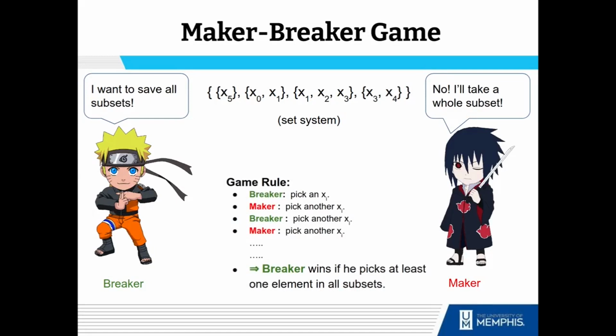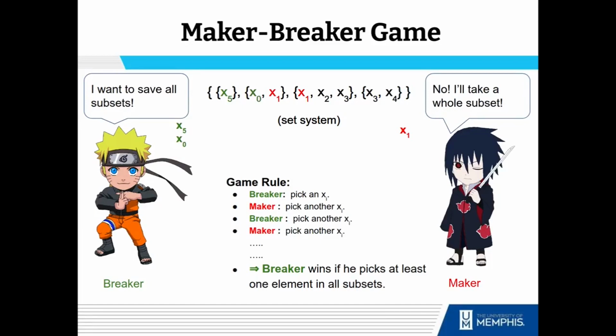The game rule is: breaker picks any xi, then maker picks an xi, then breaker picks an xi, and so on. In the end, breaker wins if he picks at least one element in all subsets. All right. So, let us simulate the game on this set system and see what happens. Suppose at the beginning it is breaker's turn. Suppose breaker plays x5. So, the first set is saved by breaker. Now, it is maker's turn. Suppose maker picks x1. Now, it is breaker's turn. If you look at the second clause, breaker now must play x0, because otherwise maker would pick x0 and win a whole subset. So, breaker picks x0.